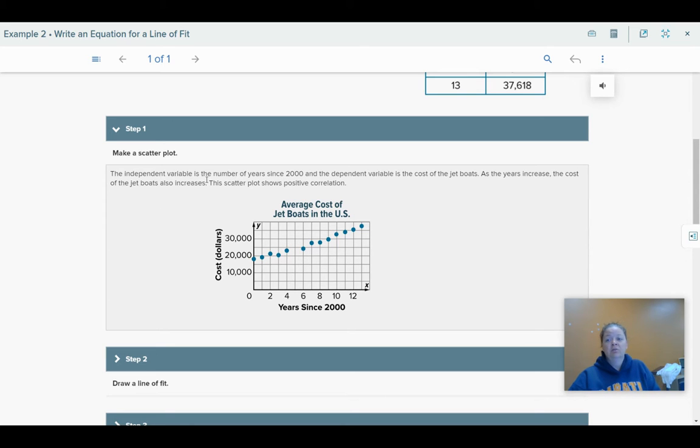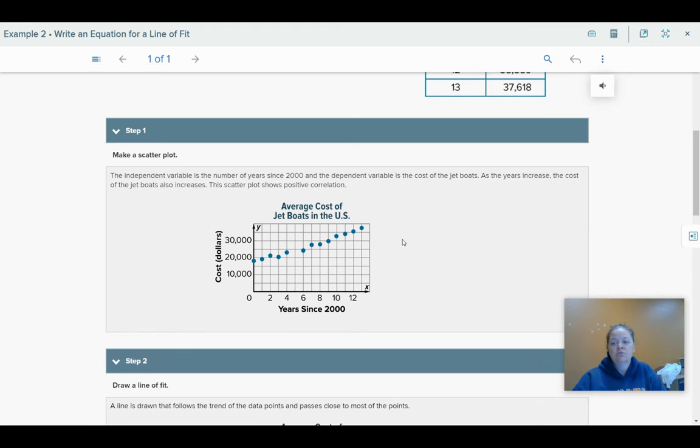So the independent variable is the number of years, which goes on the x-axis. The dependent variable is the cost of the jet boats. That's on the y-axis. As the years increase, the cost of the jet boats also increase. The scatter plot shows a positive correlation. Notice that it is moving generally up from left to right.